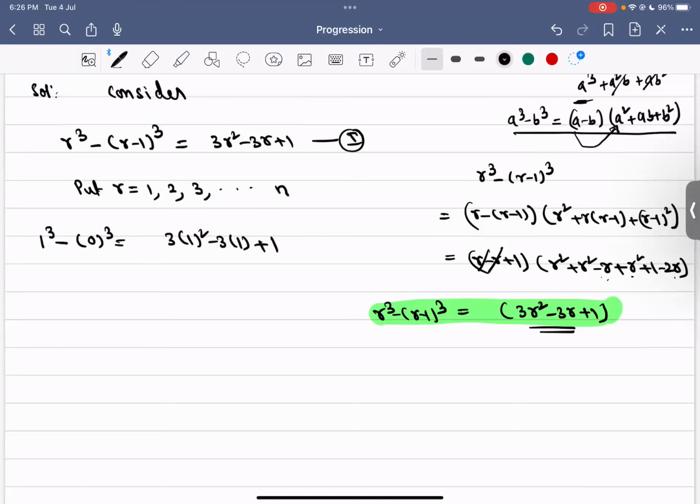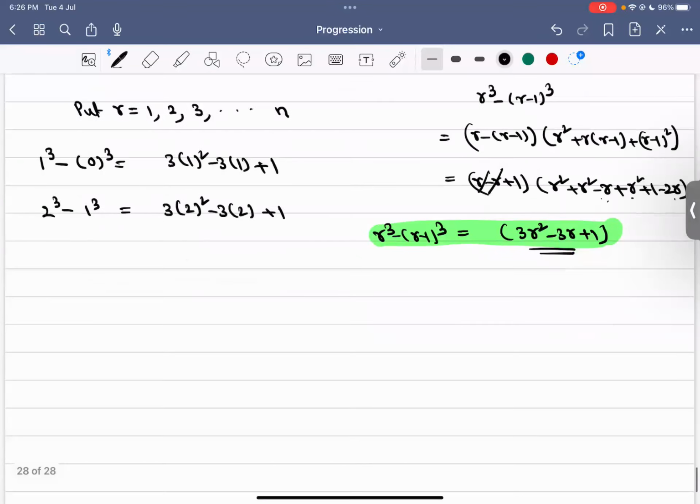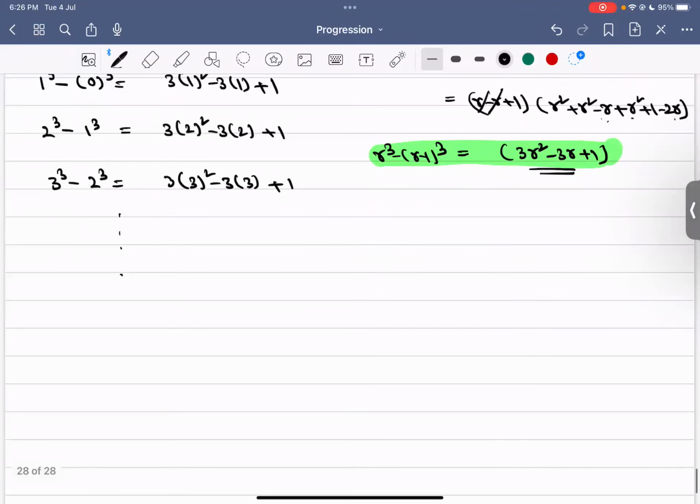Now if you put r equal to 2, 2 cube minus 1 cube is equal to 3 into 2 square minus 3 into 2 plus 1. If you put r equal to 3, 3 cube minus 2 cube is equal to 3 into 3 square minus 3 into 3 plus 1, etc. If you put r equal to n, then what we get? n cube minus n minus 1 whole cube is equal to 3 into n square minus 3 into n plus 1.